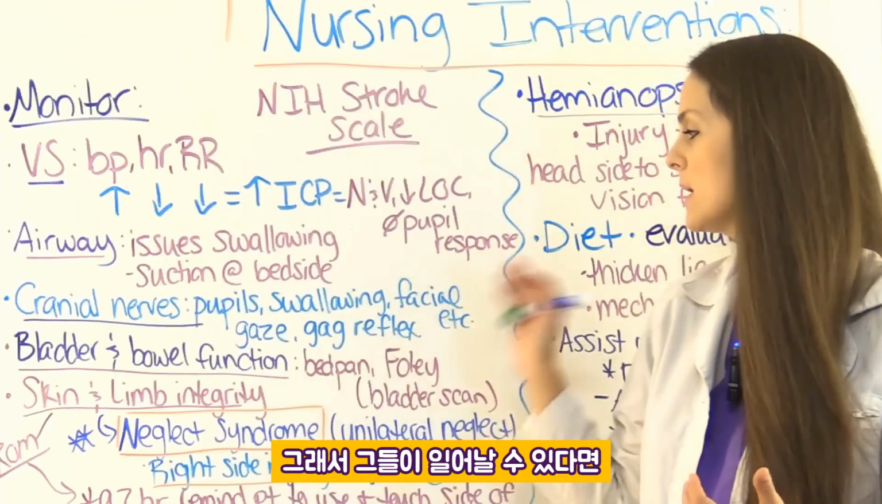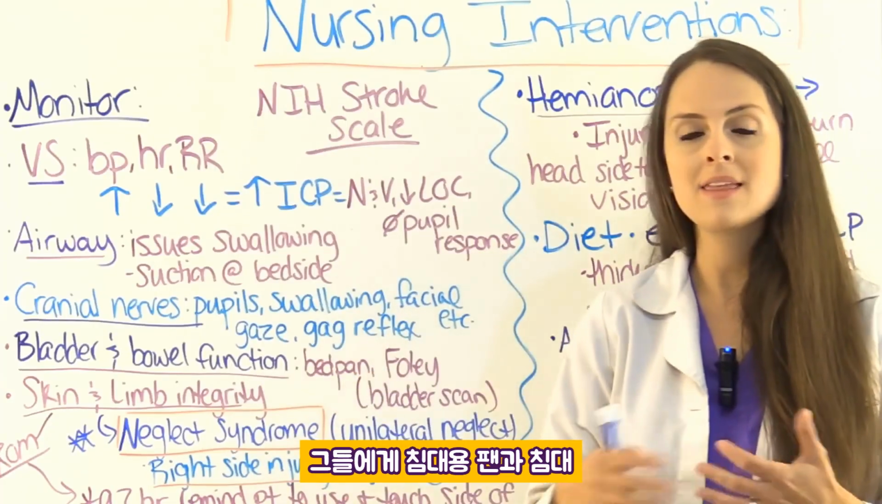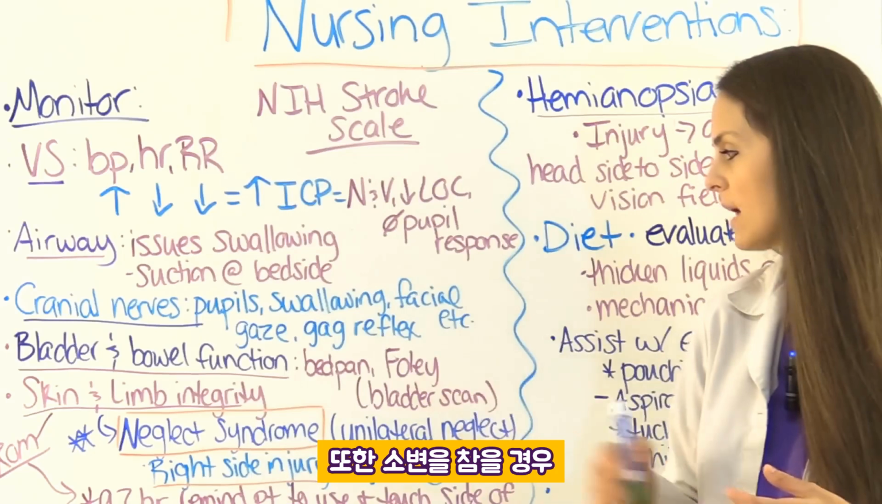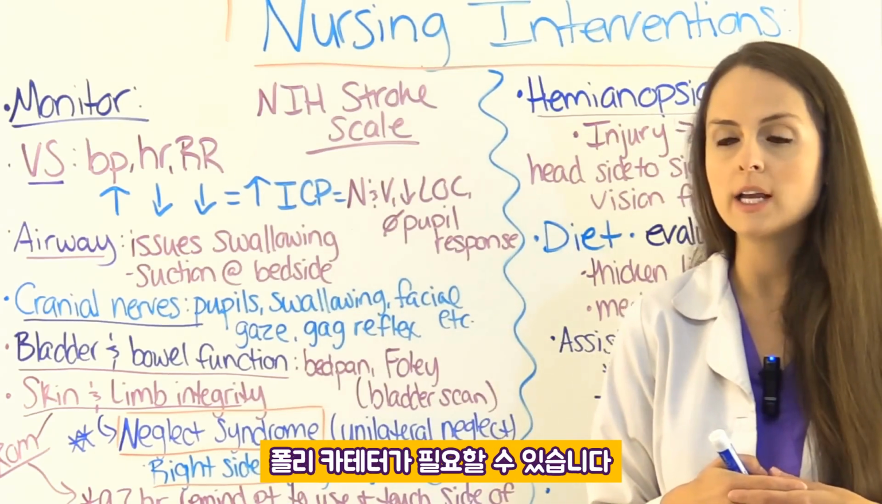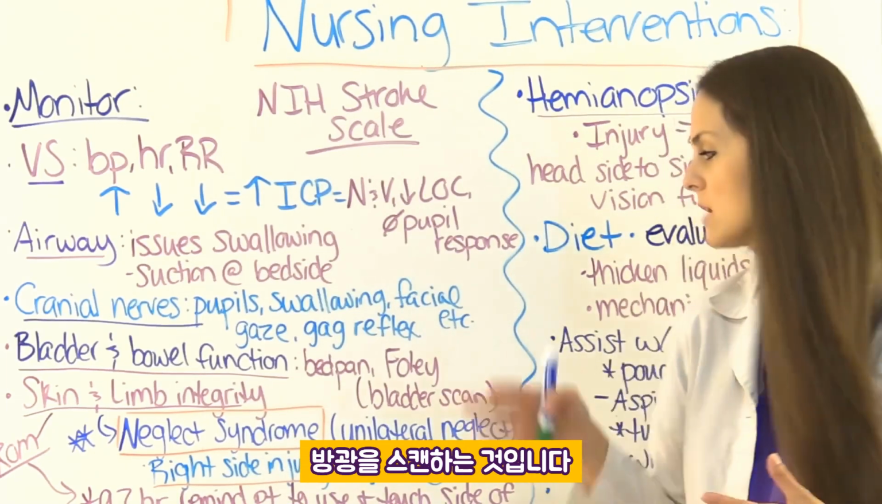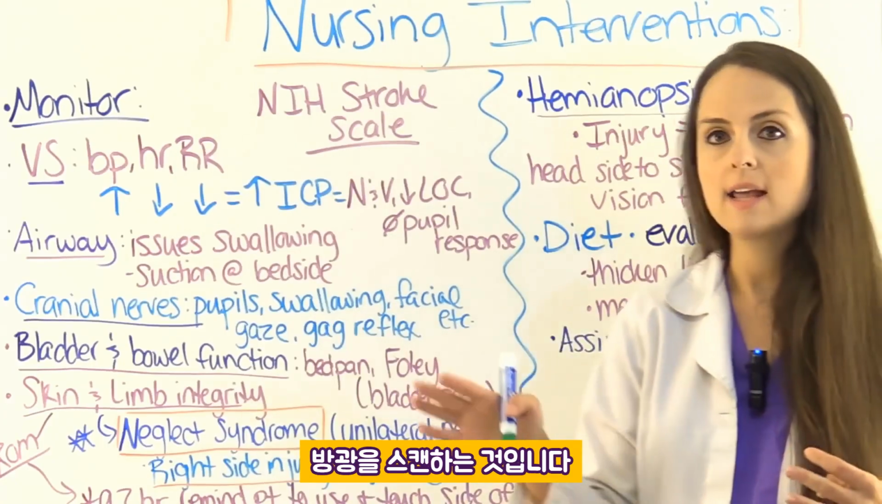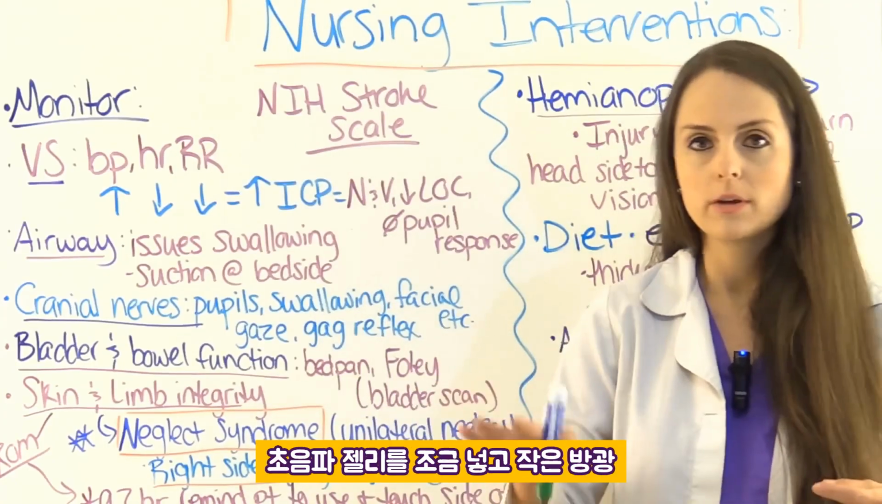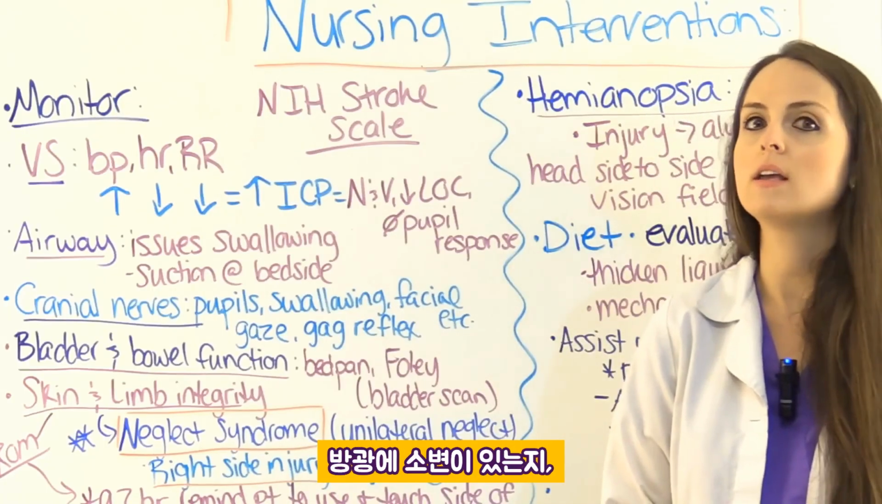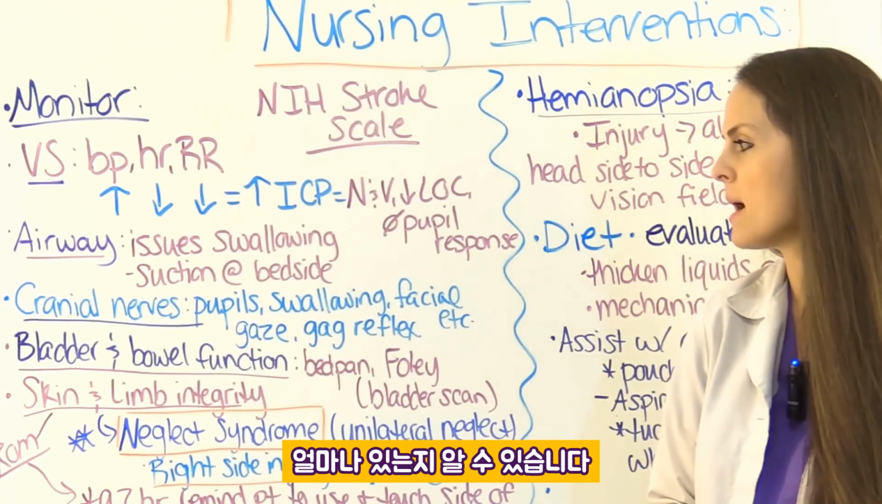So you want to be making sure you offer them the bedpan, bedside commode if they can even get up. Also, they may need a Foley catheter if they're retaining urine. And an easy way to check if they're retaining urine is that you can use a bladder scanner. Put a little bit of ultrasound jelly and get your little bladder scanner, and it can tell you if there is urine in the bladder and how much.